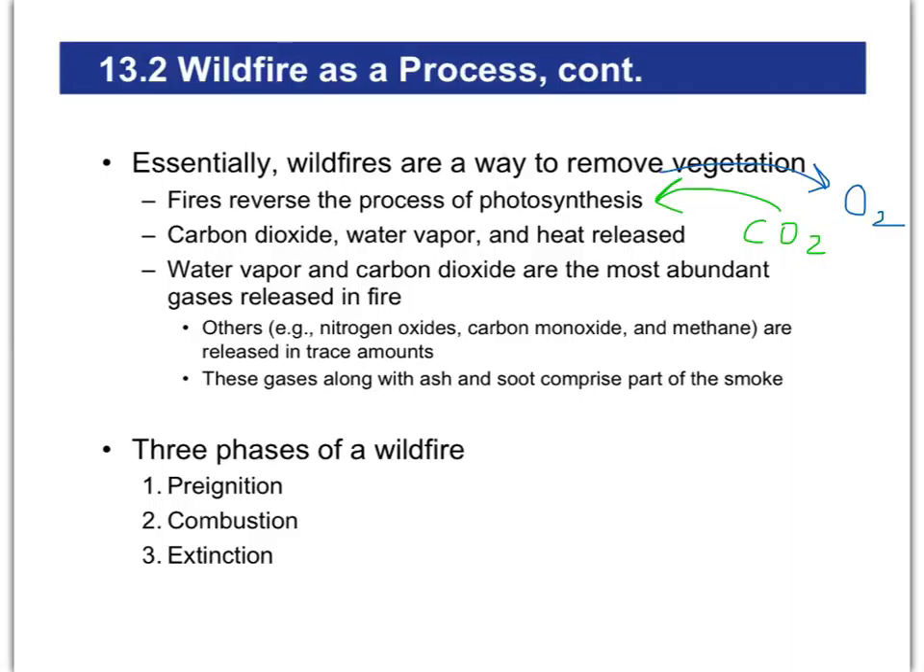Well, fire is just the opposite of that. It requires that you put in oxygen, and one of the byproducts, I lost my train of thought. Combustion. Sorry, one of the byproducts of combustion is carbon dioxide coming out. So fires are kind of the opposite of the process of photosynthesis.